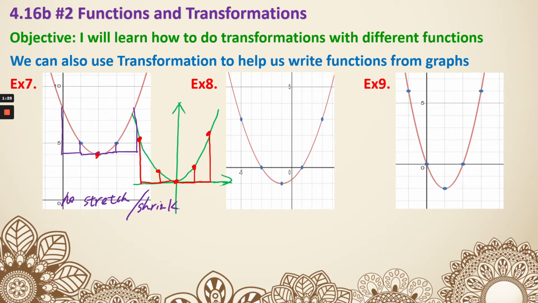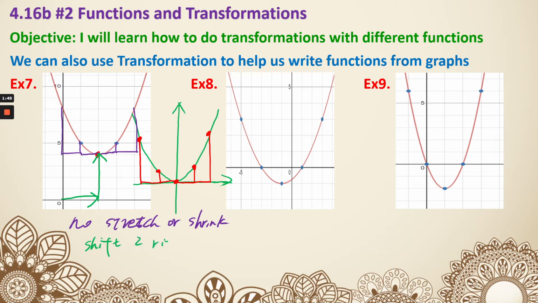So the only thing that happened to this problem, let me actually write it in a different place. There is no stretch or shrink. So the only thing that actually happened to this question would be moved 2 to the left and 4 up. So shift 2 right, then 4 up. And you should easily be able to write the function based on that information.